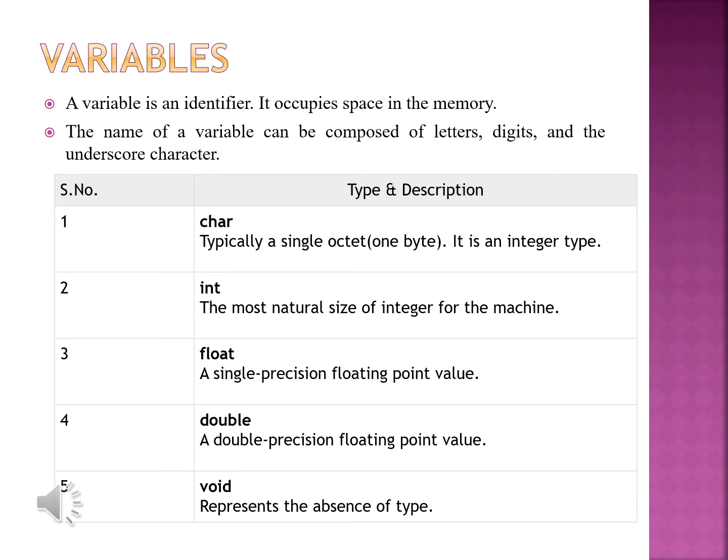Variables. A variable is an identifier. It occupies space in the memory. The name of a variable can be composed of letters, digits and the underscore character. Some of the variables are char, int, float, double and void.